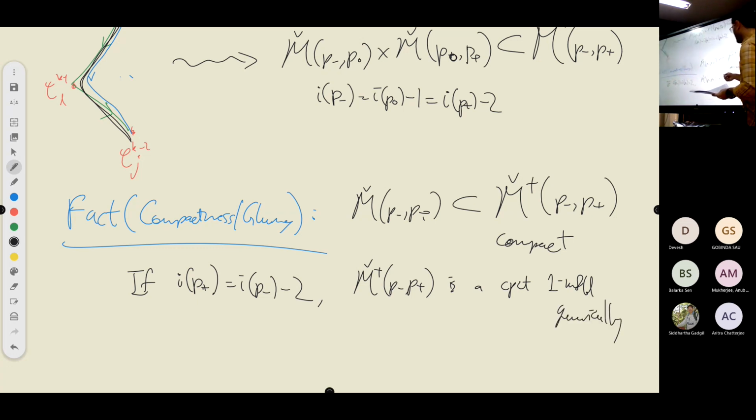generically, in the case when the expected dimension is +1, this turns out to be a compact one-dimensional manifold. So this is where I'm using that M check is a manifold of the right dimension and that it can be compactified to give a manifold again. So we don't have things like an arc that somehow sort of loops in.